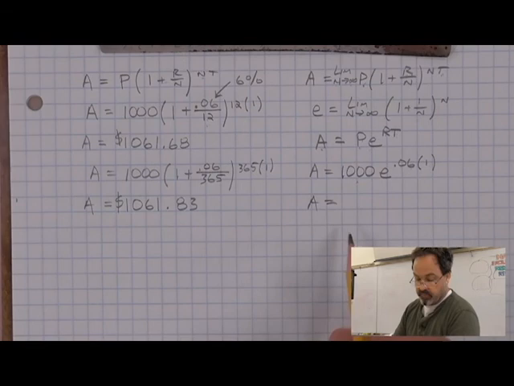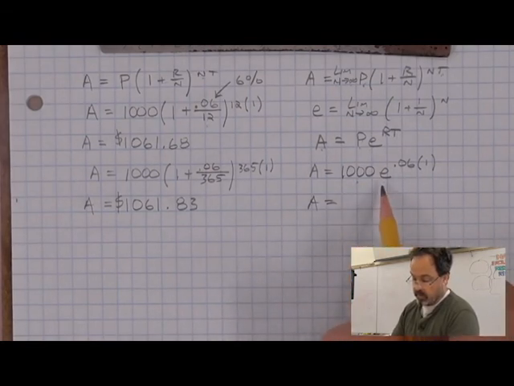I've done that calculation on a calculator. I put in 0.06 times 1, and then I raised e to that result, and then I multiplied by 1,000, and a calculator gave me $1,061.84.